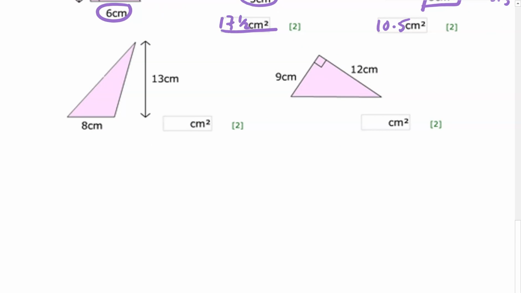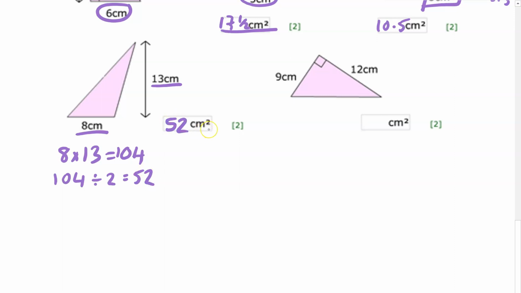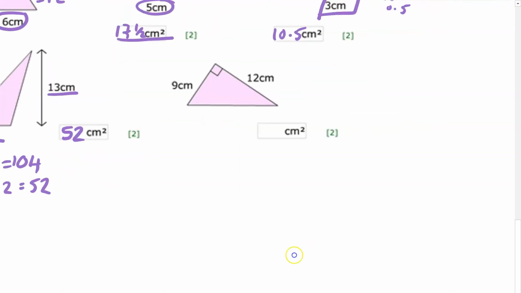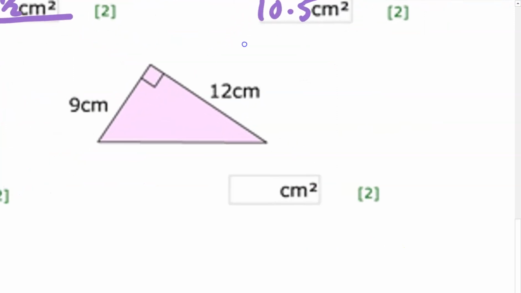Last 3, how wide is it? 8. How tall is it? 13. 8 by 13. Well, 8 times 10 is 80. 8 times 3 is 24. Add them up is 104. It's a triangle, so what do we do now? We half it. And that is 52. So 52 centimetres squared.